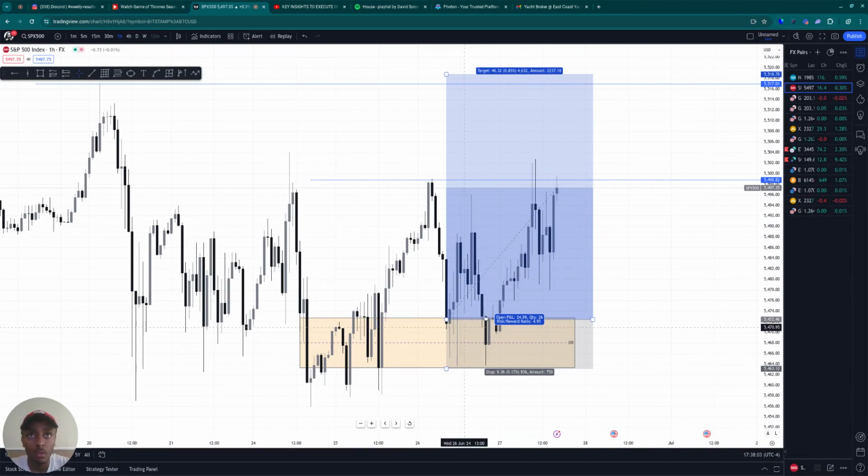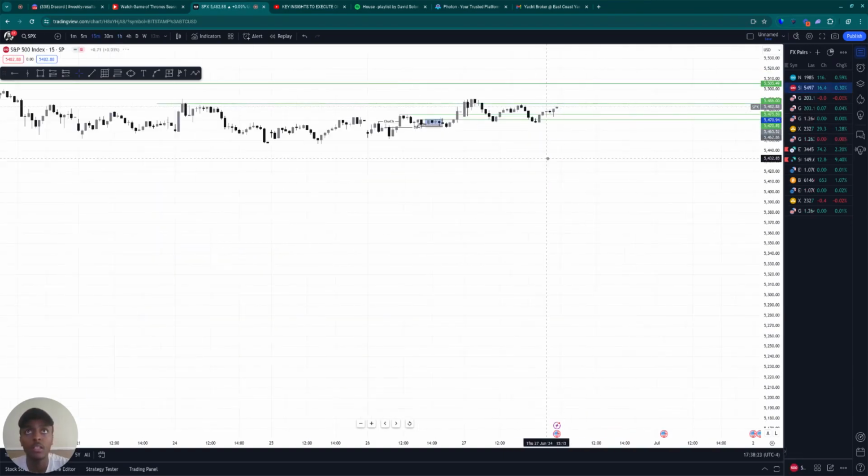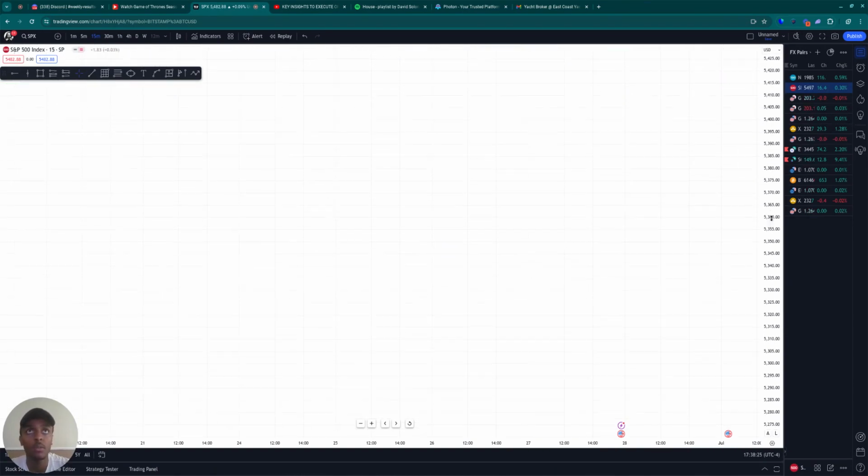So what happens is we have a 4-hour break of structure right here, and we mitigated this order block right here. This is where we were during PM. So to me, I decided to do what? Scale down to the 15-minute.